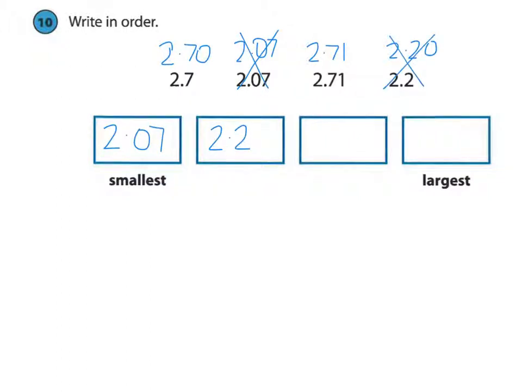I can then decide which is the next smallest number. You can see both of these numbers have 7 tenths. So then I'm going to look at the hundredths. 0 hundredths, 1 hundredths. I can see from that 2.7 is the next smallest number. I'm going to write that as it appears in the question. Finally, 2.71 is the largest number.